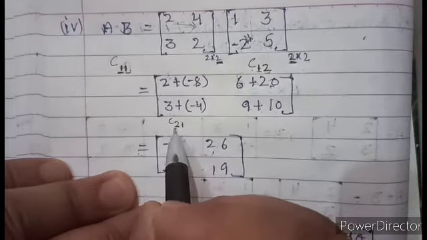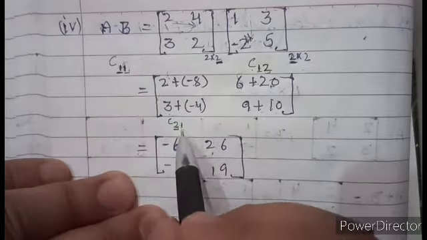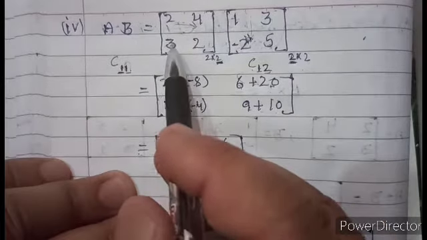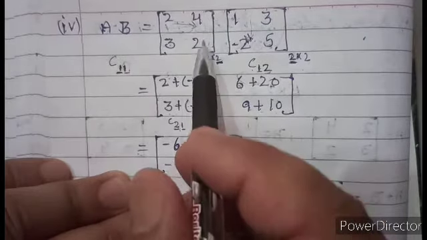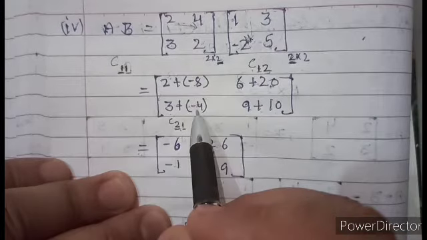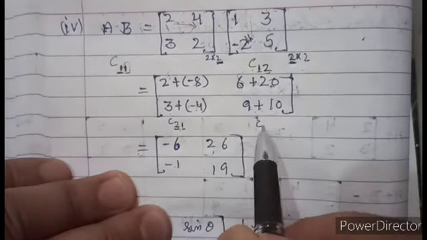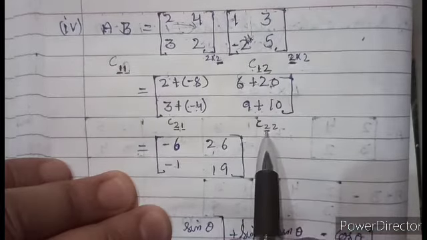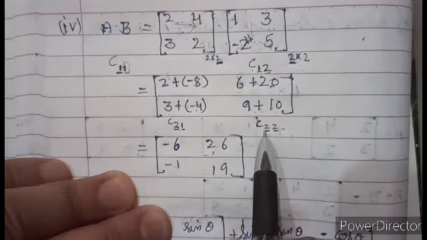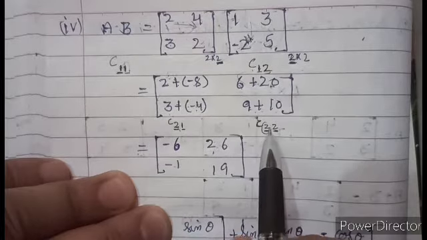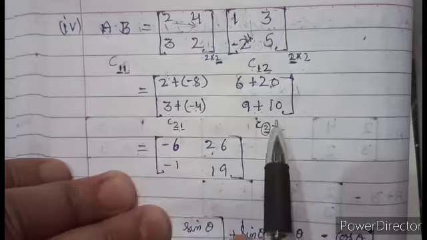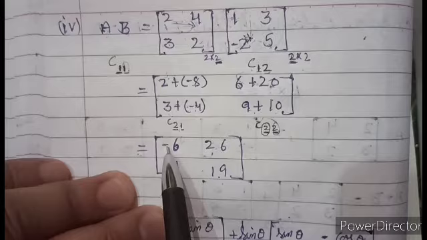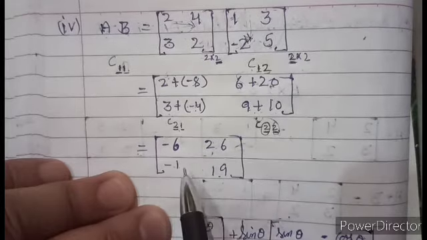Similarly, this element is of row 2 and column 1. That means row 2 of matrix A and column 1 of matrix B will be multiplied to get this element. That will be 3 into 1 will be 3, plus 2 into minus 2 will be minus 4. And similarly we can find C 2 2, the element of row 2 and column 2. That means we have to multiply row 2 of matrix A and column 2 of matrix B, and that is giving us the resultant matrix as minus 6, 26, minus 1 and 19.